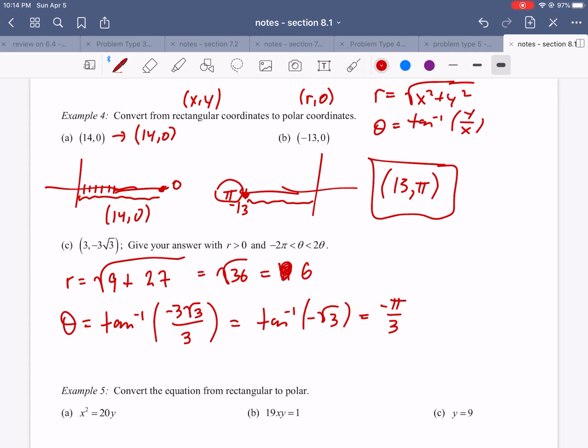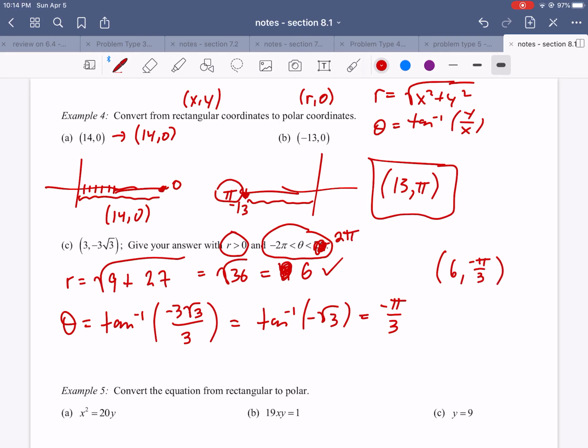And notice how we wanted to give our answer with a positive radius. Well, I've got a positive radius right there, and an angle between negative 2 pi and 2 pi. By the way, this should say 2 pi, not 2 theta. Sorry, that's a typo, so you can cross that out on your notes and just put 2 pi. Notice that we've got an angle between negative 2 pi and 2 pi, so we can put our answer here: 6 and negative pi over 3.